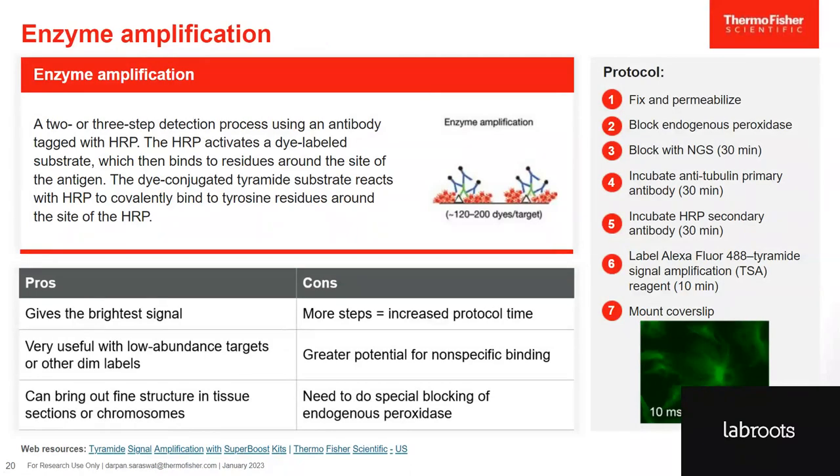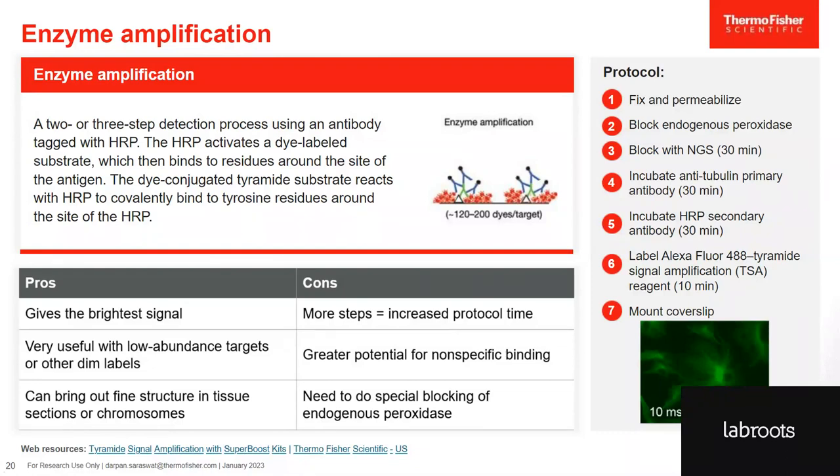Last is, if the amplification is still not enough and you need to amplify further, you can use the tyramide signal amplification kit. It's a two or three step process where an antibody is tagged with HRP. The HRP activates a dye-labeled substrate, which then binds to residues around the site of the antigen. The dye-conjugated tyramide substrate, with the HRP, covalently binds to tyrosine residues around the site of HRP.